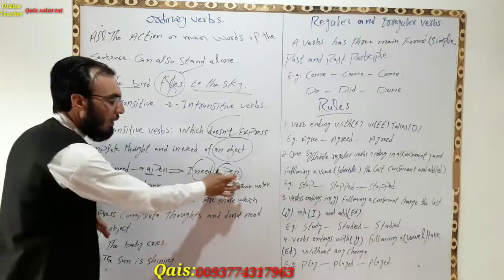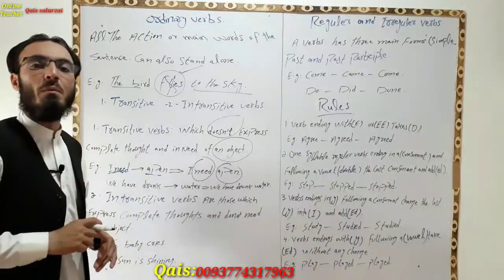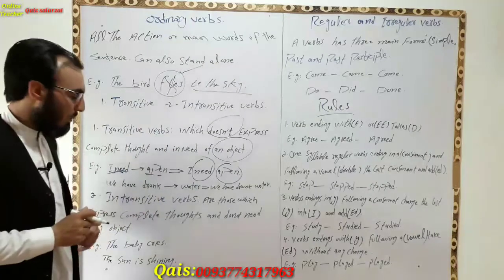So when we say "I need a pen," when we put an object for the need, for the main verb, the sentence becomes complete with us. This is called a transitive verb.